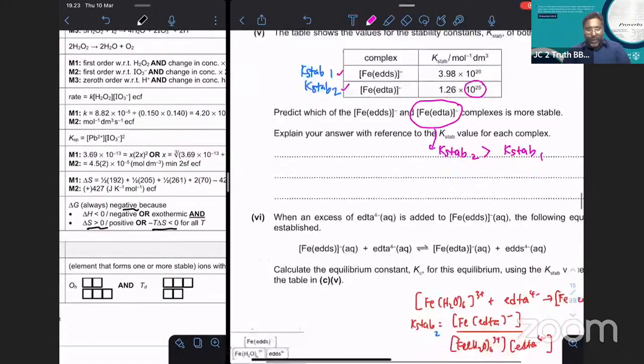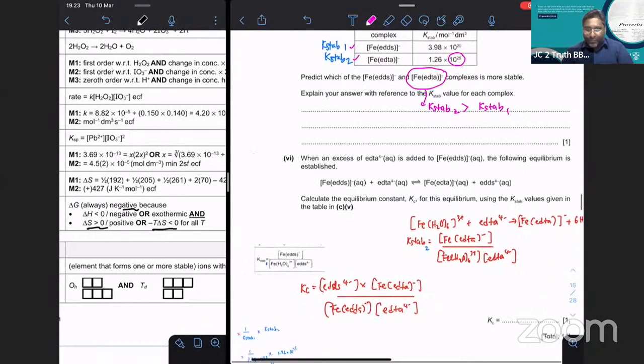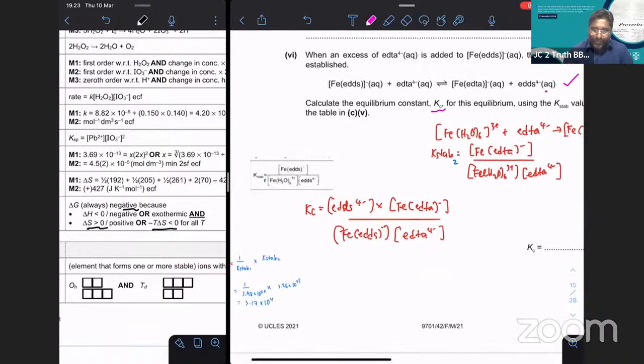Here, when an excess of EDTA⁴⁻ is added, the following equilibrium is going to be established. So they say this is the equilibrium. Now what we need to do is calculate the Kc. For this equation, I have written it down for you. These are all aqueous, you can see clearly. So I have written the EDTA here, you can just check.